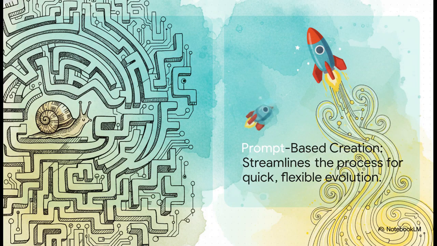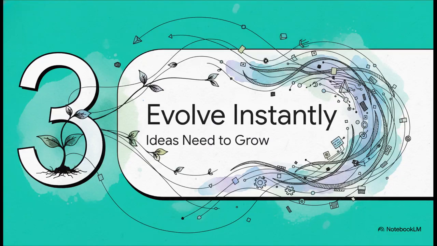And this is where you really see the massive difference. Think about it. On one hand, you've got traditional development. It's like trying to navigate a maze in the dark. It's slow, it's rigid, it's super complex. But on the other hand, you have prompt-based creation. This is like hopping on a direct flight. It just streamlines everything, letting your ideas change and grow with a kind of speed and flexibility that was just impossible before.